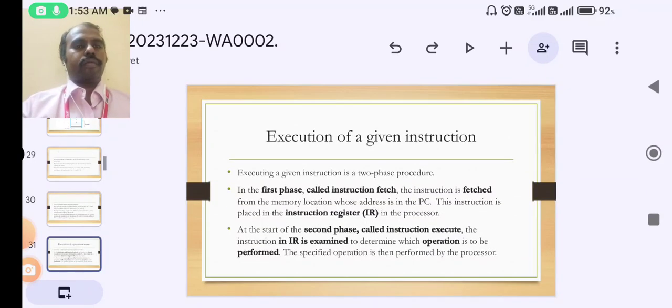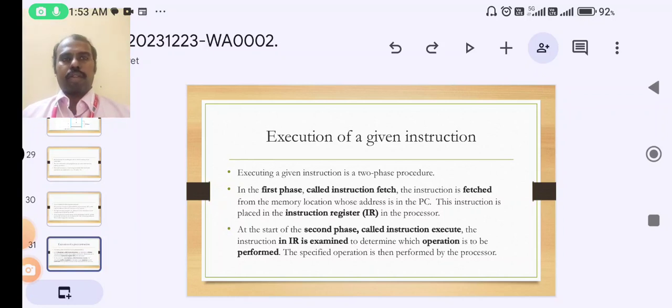Execution of the instruction: executing a given instruction is a two-phase procedure. The first phase is called instruction fetch, and the instruction is fetched from the memory location whose address is in the program counter. This instruction is placed in the instruction register in the processor. At the start of the second phase, called instruction execute, the instruction in the IR is examined to determine which operation is to be performed. The specified operation is then performed by the processor.